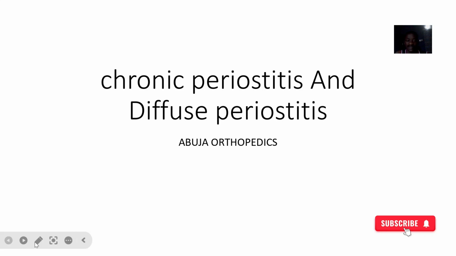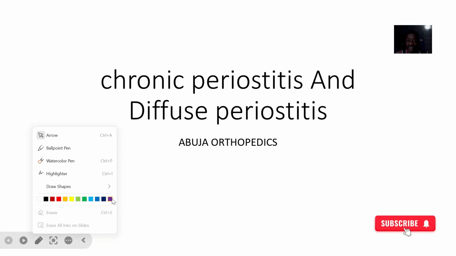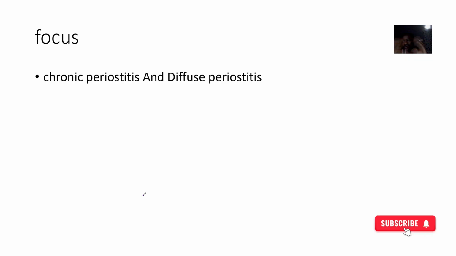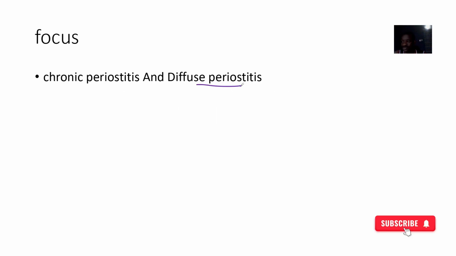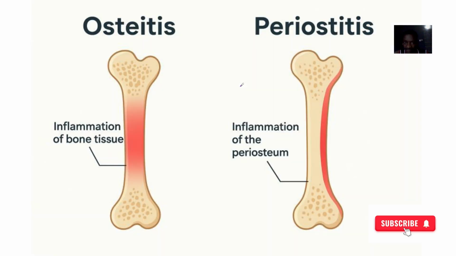So earlier on we said that periosteum is like that outer covering of the bone. So if there's an inflammation of it, they call it what? Periostitis. So you can have the different types now. You can have the chronic periostitis, you can have the diffuse periostitis. So that's what we're actually trying to hammer on.